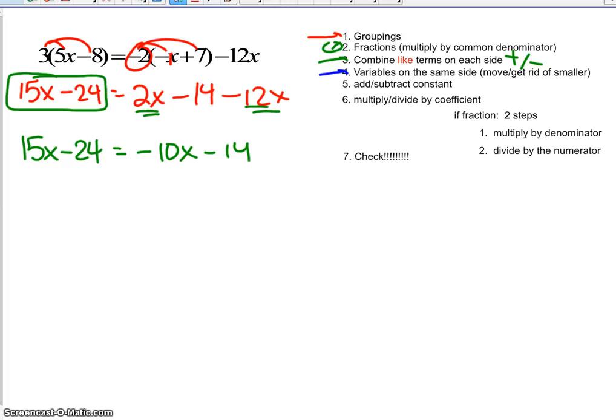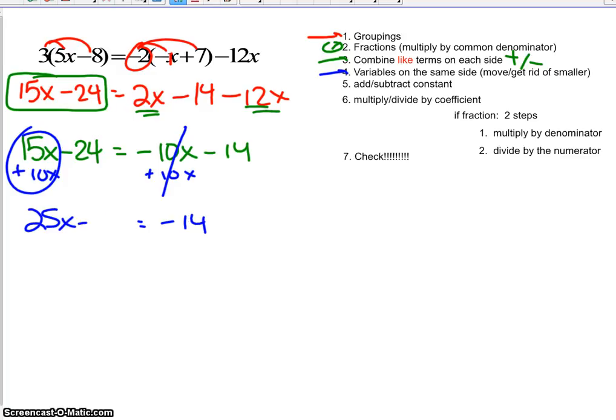Variable same side. Looking for the smaller. Get rid of the -10 with the opposite, a +10. Goes to 0. All that's left, don't lose your negative with the 14. Over here, put those x's together, 25 of them.